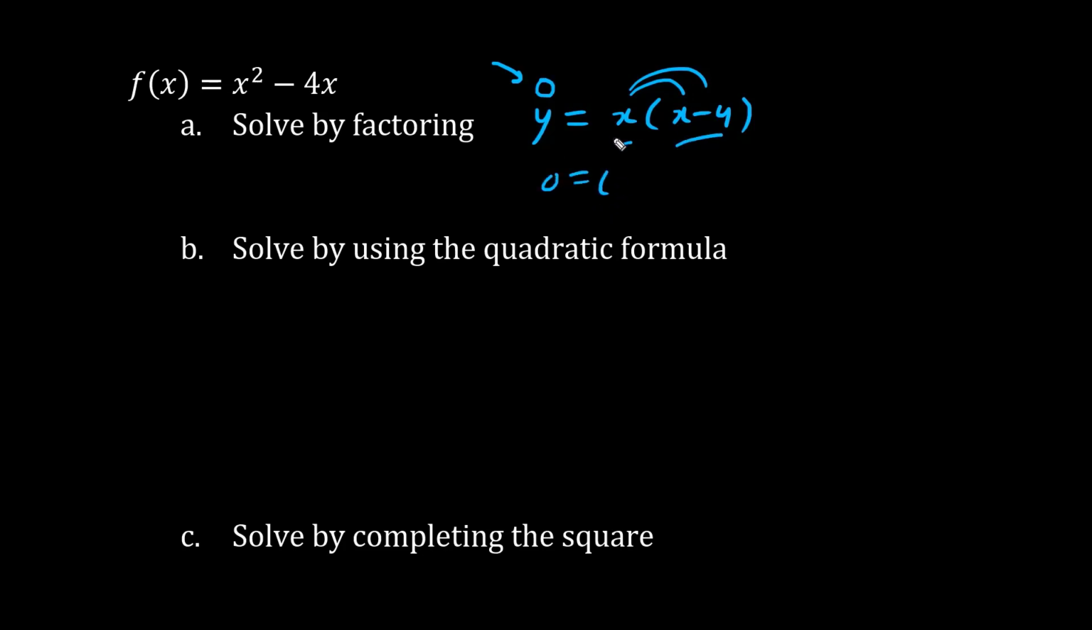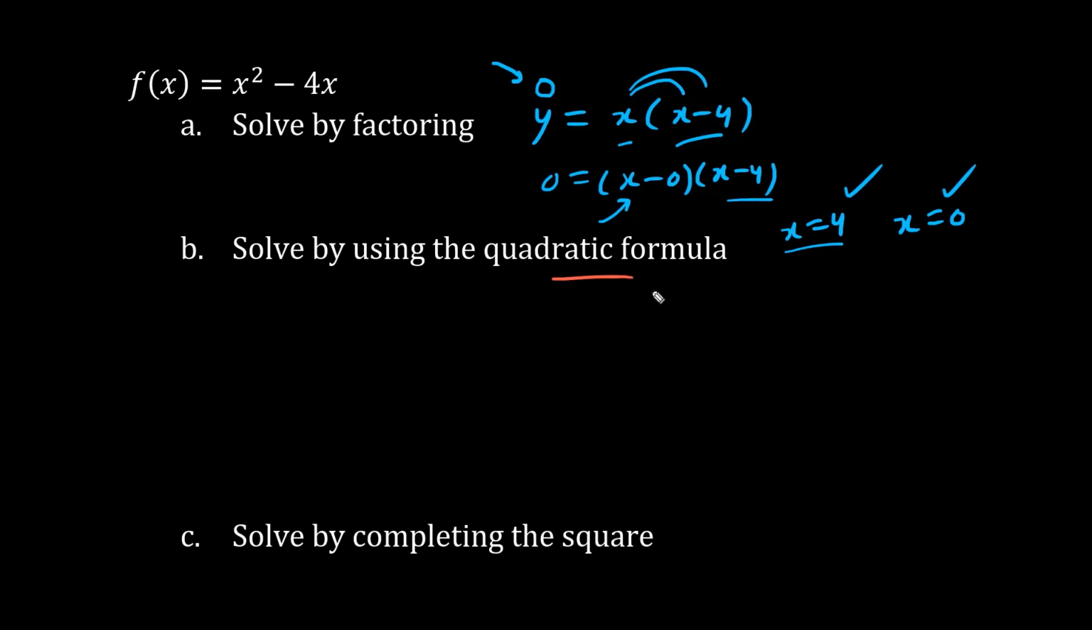We could think of this x as x minus 0 and this x minus 4. We realize that x minus 4 is a factor that could be 0 because 0 times anything is 0, and the opposite of negative 4 is x equals 4. Because when x is 4, 4 minus 4 is 0. This is one of the possible x-intercepts. Furthermore, x can also be 0. 0 times anything is still 0, so x equals 0 is another possible root.